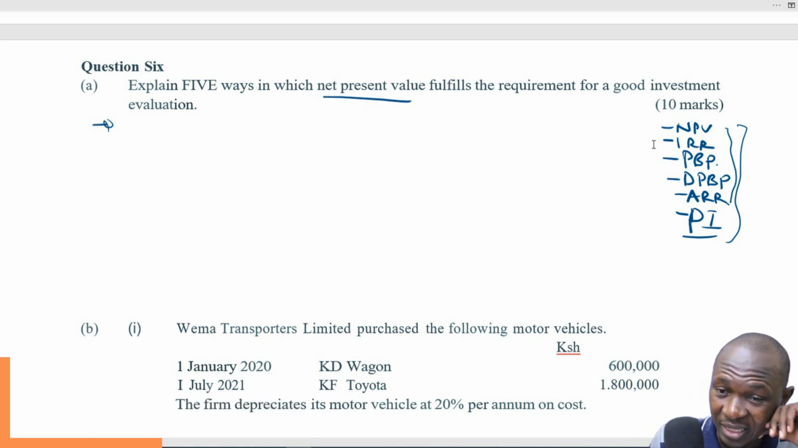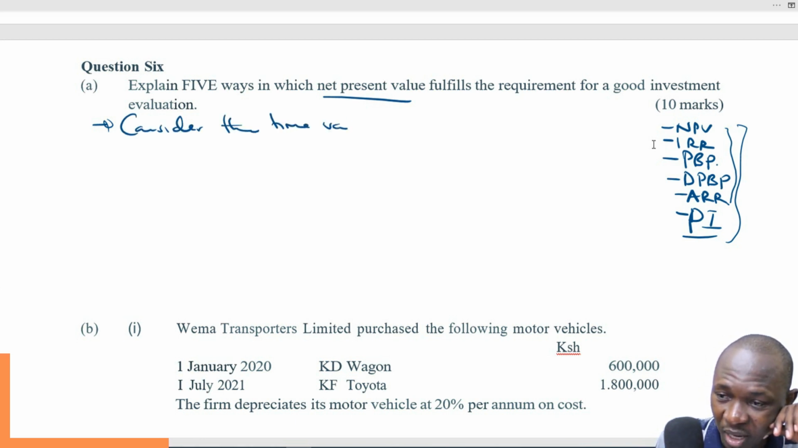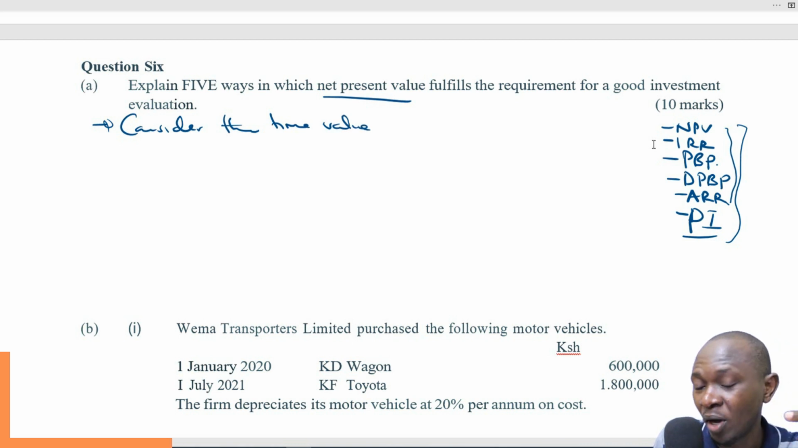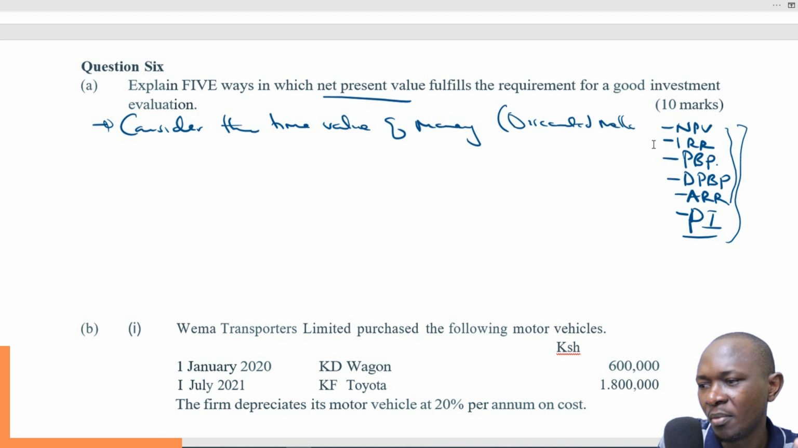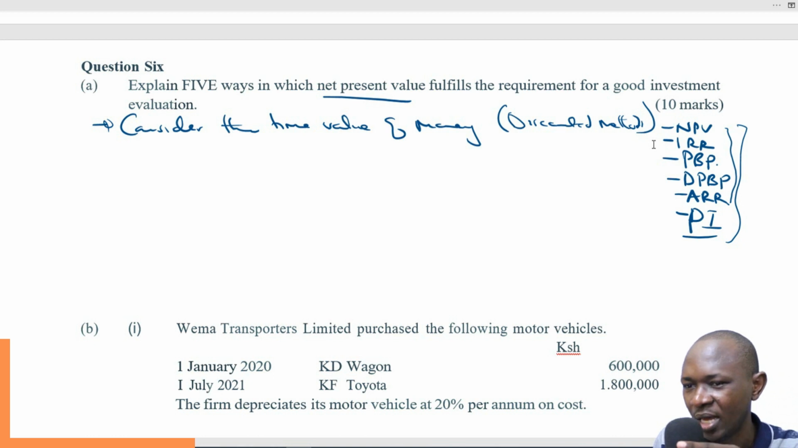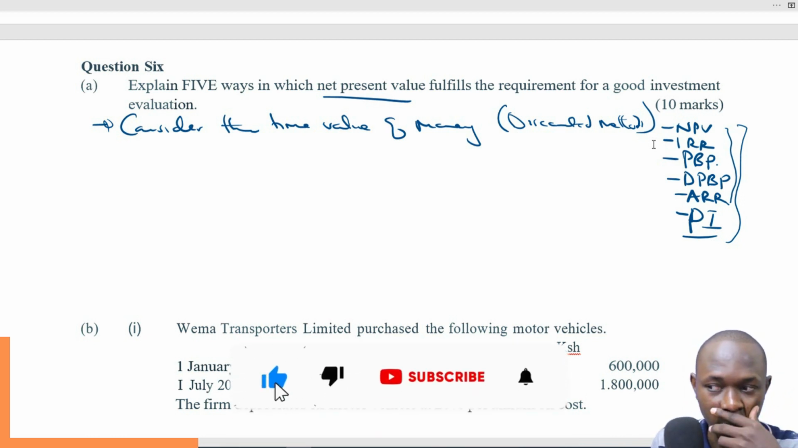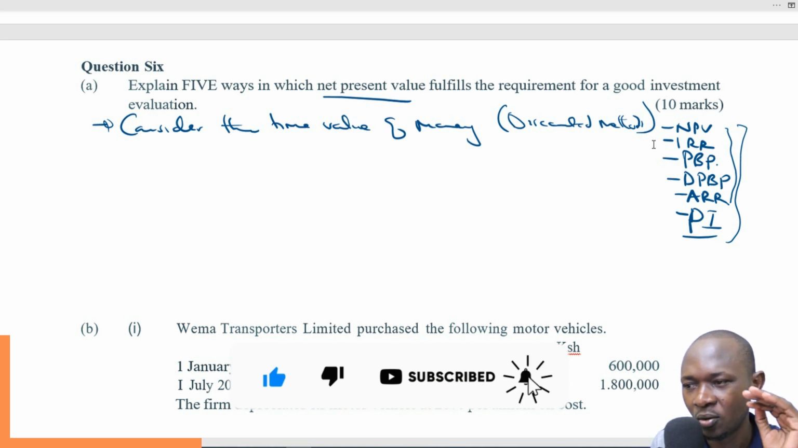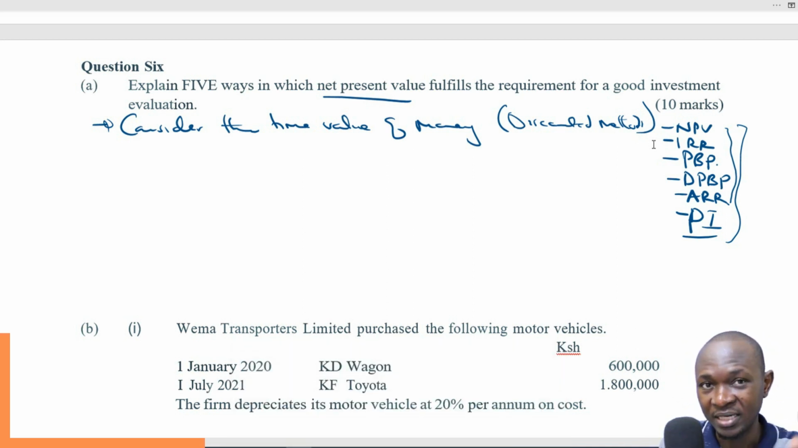So number one is that it considers the time value of money. That a shilling today is not worth a shilling tomorrow. Time value of money. It's actually one of the discounted methods. And when you are working it, you realize that we use the discounting formula. I wish we could have a question on that, but possibly next time. But we work it through the discounting techniques. That means that it considers the time value of money.